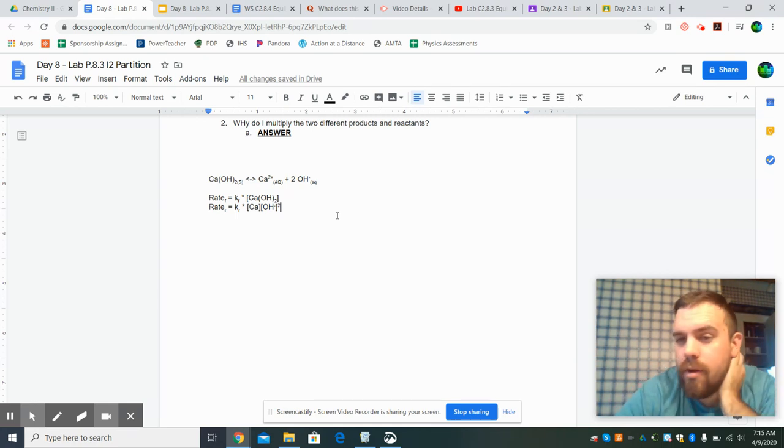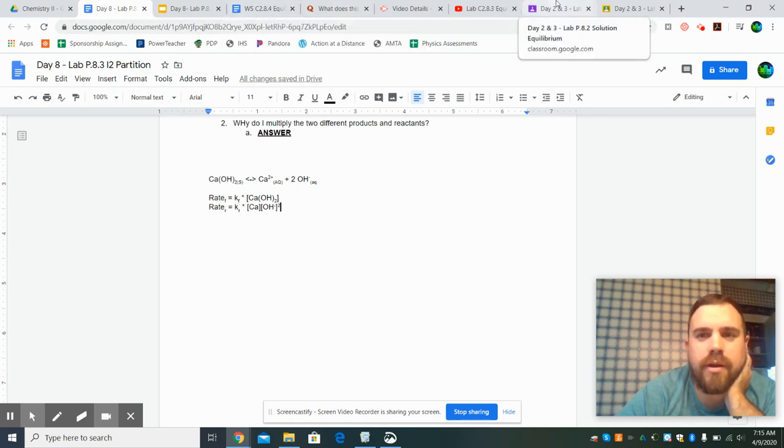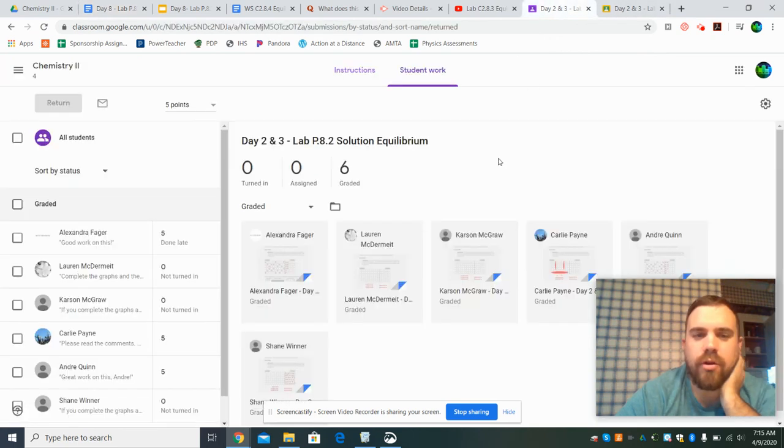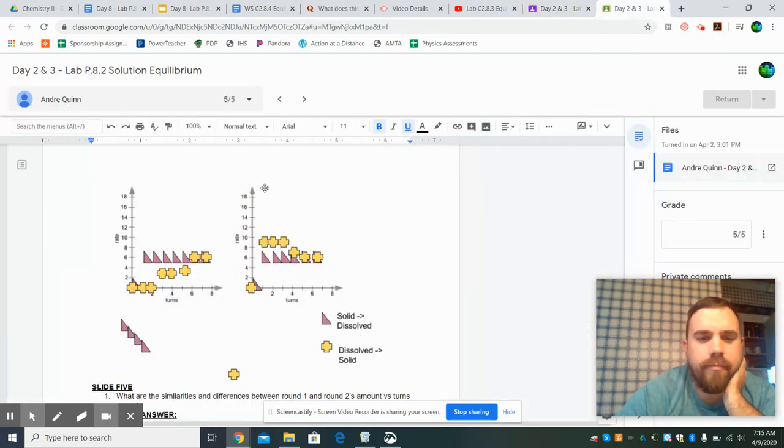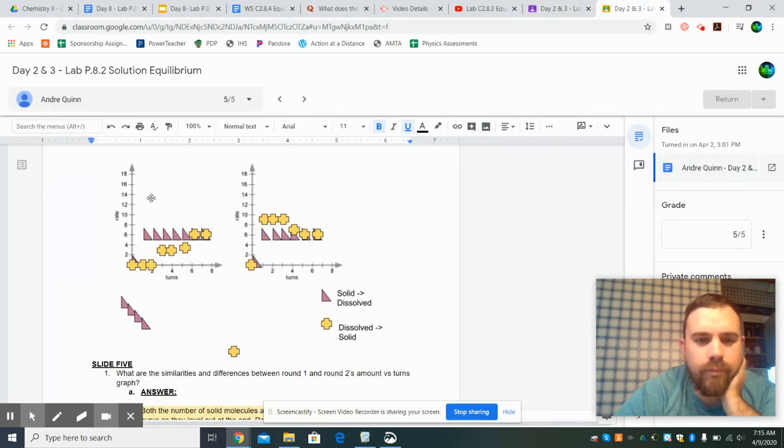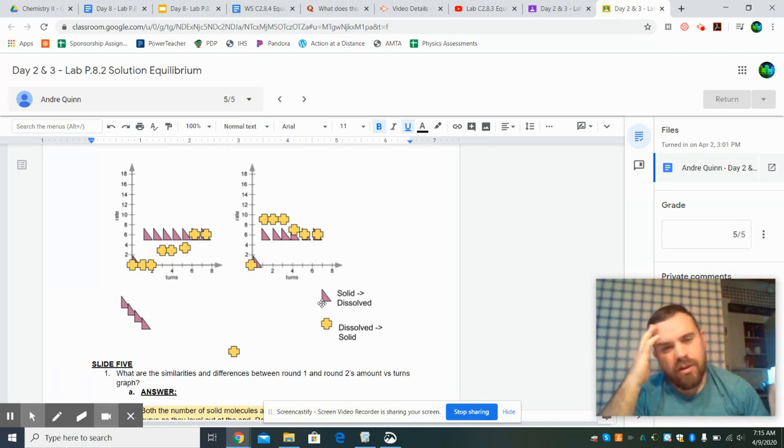Therefore, I have a problem here. And I'm going to show you this by showing this. The forward rate is dictated based on the calcium hydroxide, okay? So I want you to look at this graph that Andre made here. The forward reaction is being dissolved. The reverse reaction is the solid. So let's just look at this.